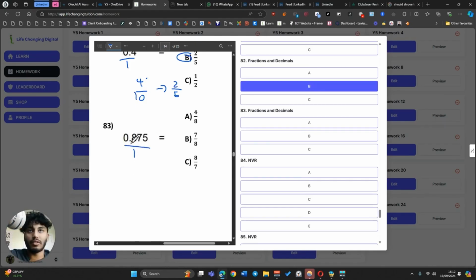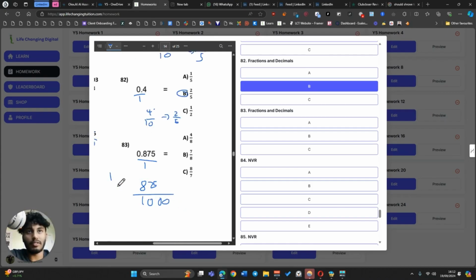0.85 over 1 again. So this time, to make this into a normal integer rather than a decimal, if we times by 1,000, it looks like 1,000. 1, 2, 3. So we got 875 over 1,000. Now we have to actually simplify this to a normal one. So how many times does 5 go into 875? You can do this with long division. You'd get 175.